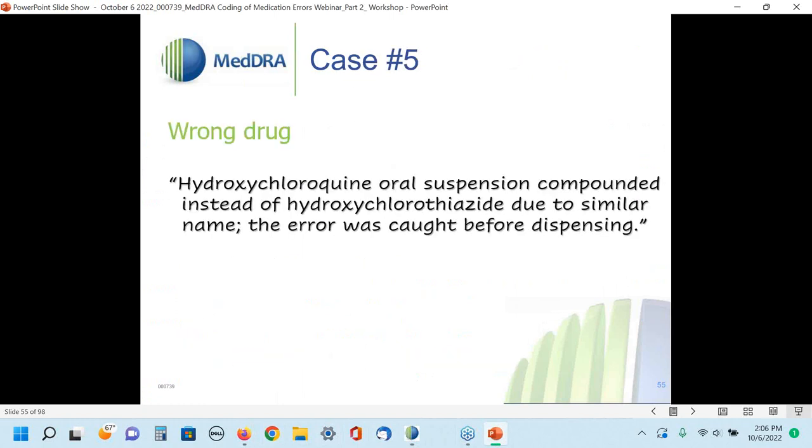Okay, I'm going to move forward. Hydroxychloroquine oral suspension compounded instead of hydroxychlorothiazide due to similar name. The error was caught before dispensing. So it looks like two names, hydroxychloroquine and hydroxychlorothiazide, were confused, and it told us due to similar name, it does tell us there was an error and that the error was caught before dispensing.